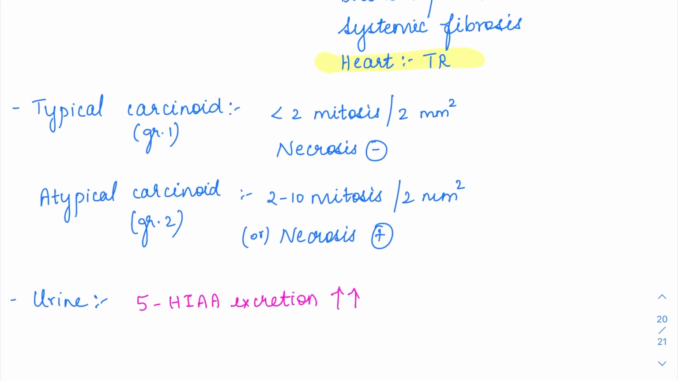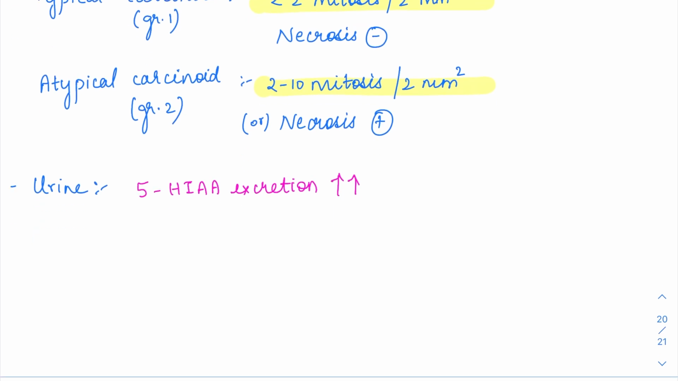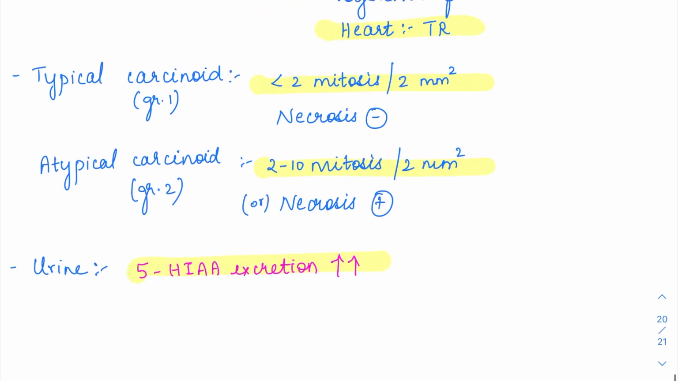So how do you differentiate between grade 1 and grade 2 carcinoids? For a grade 1 carcinoid, we are going to have less mitosis, that is less than 2 mitosis per 2 millimeter square. Previously it was per 10 high power fields, but now they have changed it to 2 millimeter square. So less than 2 per 2 millimeter square. While in atypical carcinoid, it is going to be 2 to 10 mitosis per 2 millimeter square. And in atypical carcinoid, we can also have necrosis, while necrosis will not be present in typical carcinoid. And in urine, you can see elevated levels of urine 5-hydroxyindoleacetic acid excretion. So this can also be used.